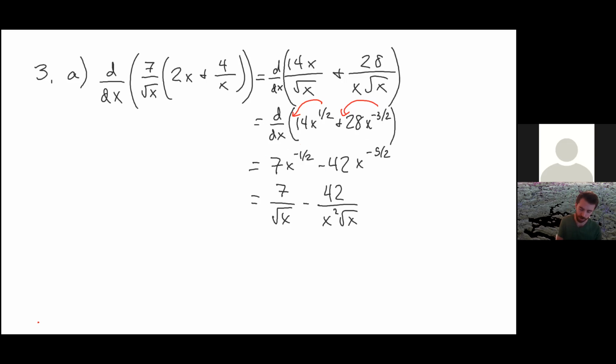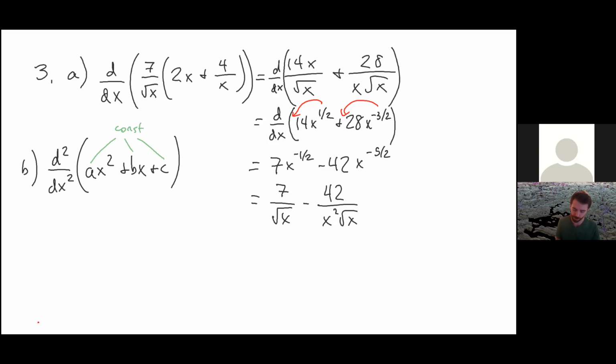And let's look at another one. Let's say part B asks for the second derivative of this thing, where a, b, and c are constants. So I'll make a note to myself. a, b, c are just constants. They're just numbers. Okay, well, if we want the second derivative, we should start by taking the first. So let's do that.